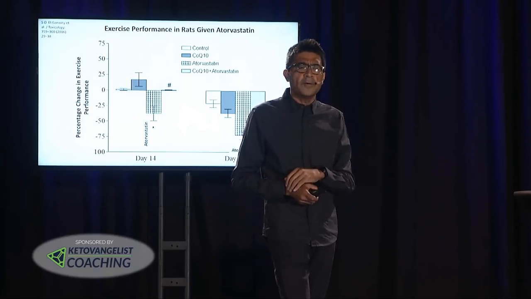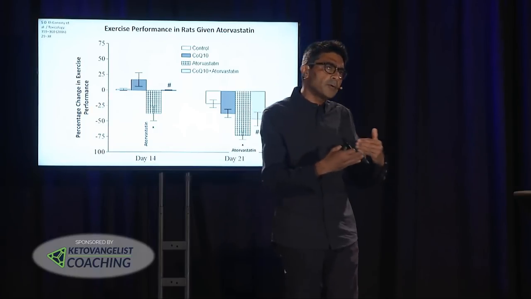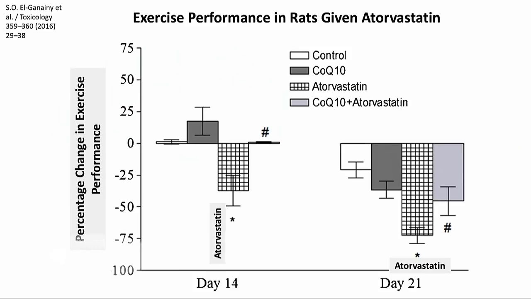Now, what about exercise performance? These rats were put on that rotor rod, and these experimenters were good at looking at that. And you can see that the group that had the biggest decrement, or reduction, in exercise tolerance significantly was the atorvastatin group.